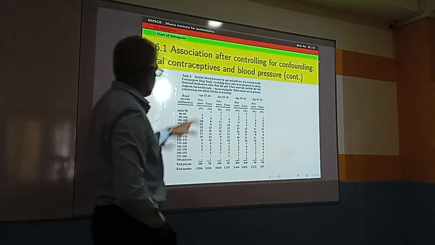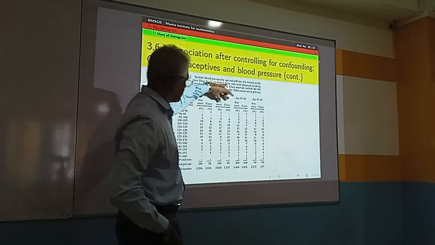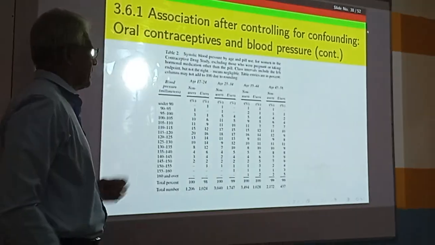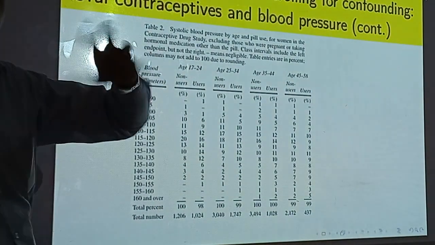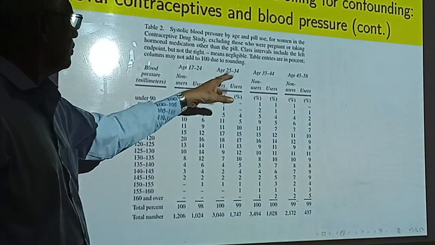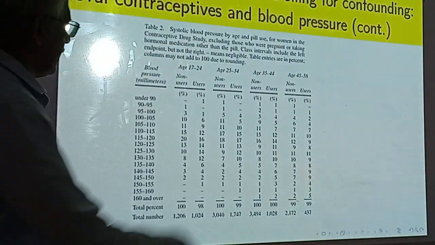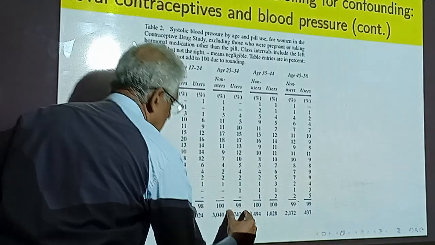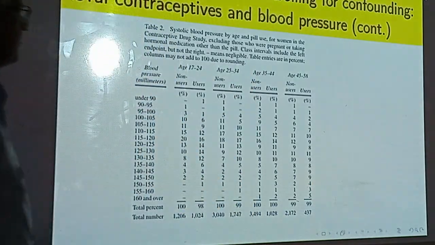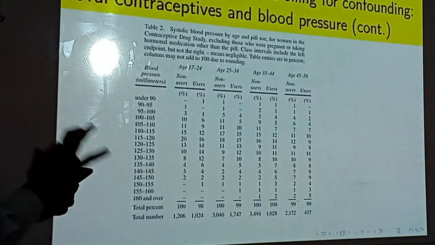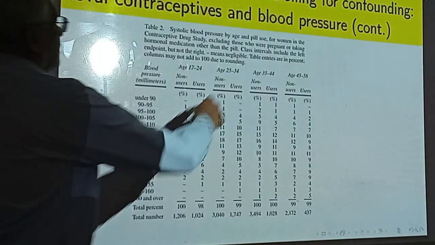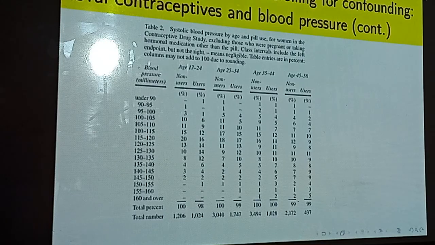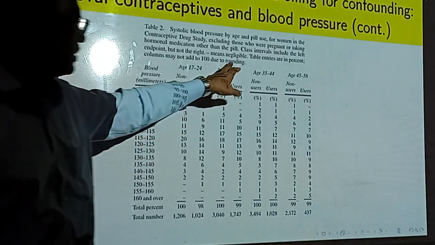They had this data for different ages. They are not exactly one year, but age groups, roughly the same age group, say 20 to 24. So there's not much variation. Therefore, they looked at the users and non-users. For example, they consider all the women who are taking the pill and not taking the pill, but in this age group only.